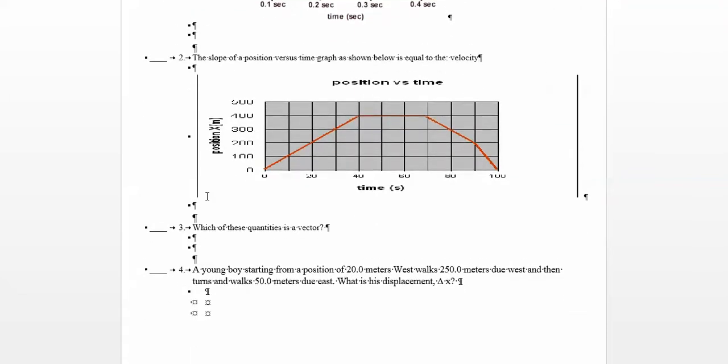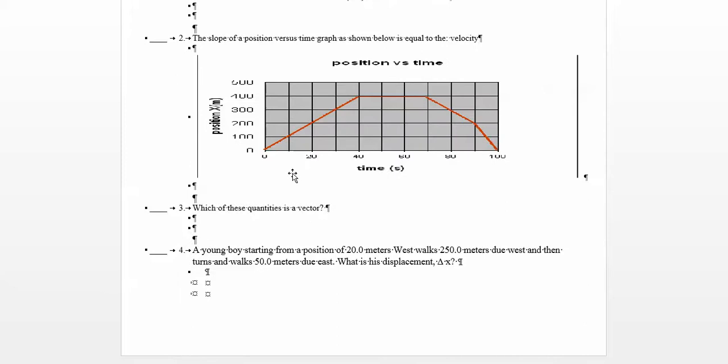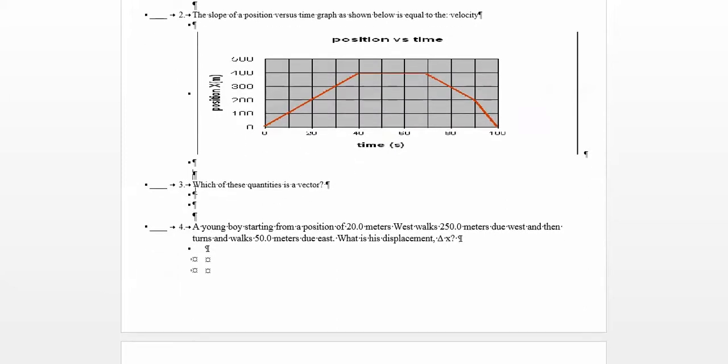Here's another position versus time graph. Oh, this question doesn't need it. Which of these quantities is a vector? This was a multiple choice, and I deleted some of the choices. But we've talked about things that are vectors and which ones are scalars.